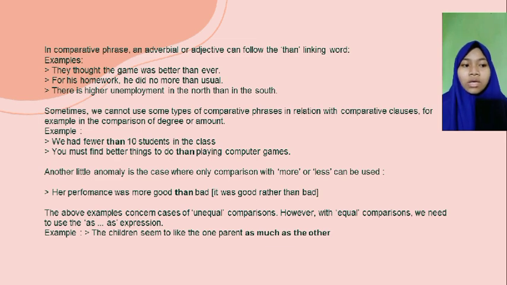Sometimes we cannot use some types of comparative phrases in relation with comparative clauses, for example, in the comparison of degree or amount. Example: we had fewer than 20 students in the class. You must find better things to do than playing computer games. Another little anomaly is the case where only comparison with more or less can be used. Example: her performance was more good than bad. It was good rather than bad.